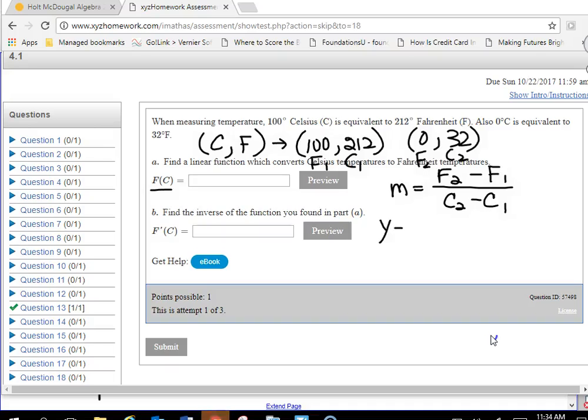Now, I'm going to use a variation of this, but I'm going to change my y's to f's and my x's to c's. So f minus f1, or you could use f2, equals the slope you calculated in the previous step times c minus c1. And once you plug in the first point, f1, c1, then you're going to have an equation that you can solve for f. In order to find the inverse, you just find the inverse of that equation you found in this step. Hope that helps.